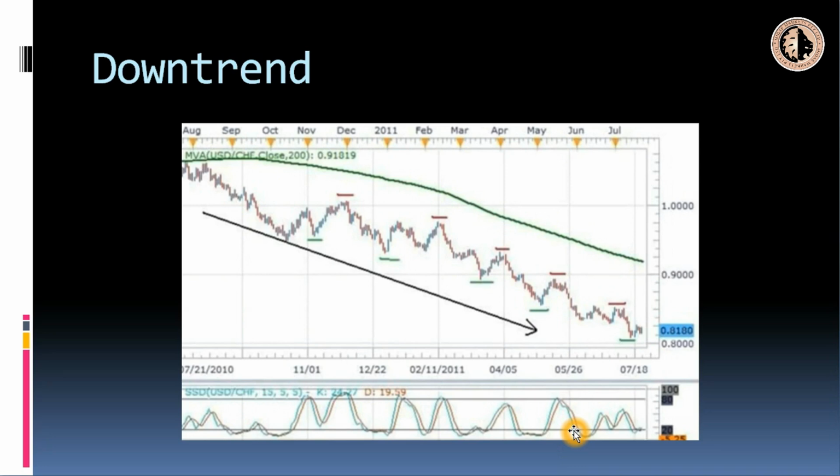Two lines are used in the stochastic process, the K line and the D line. The D line is the more important, as it is the one that provides the major signals. You can see that it fluctuates between that line and that line, and obviously there are two lines there. This provides an added signal of when to get into the market.